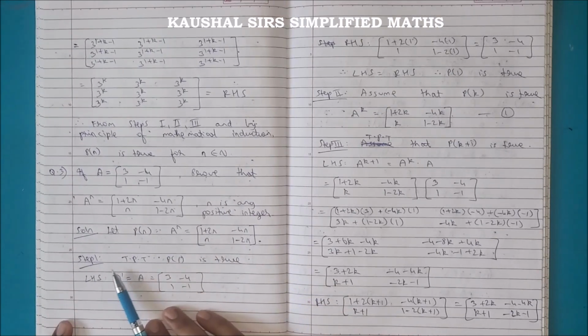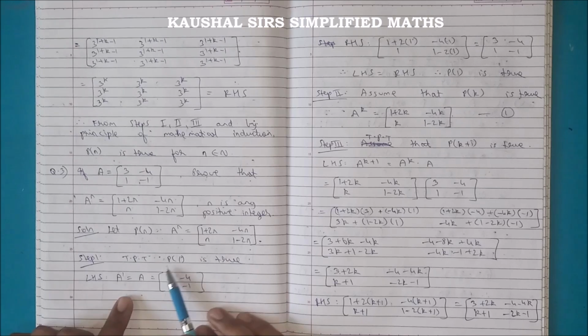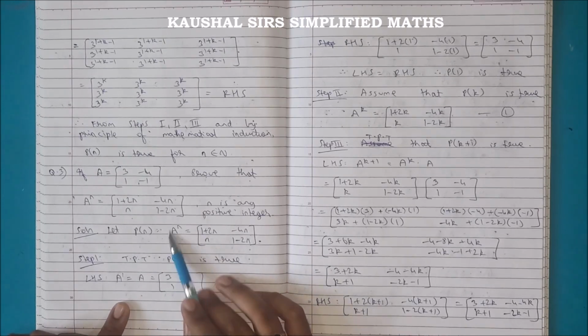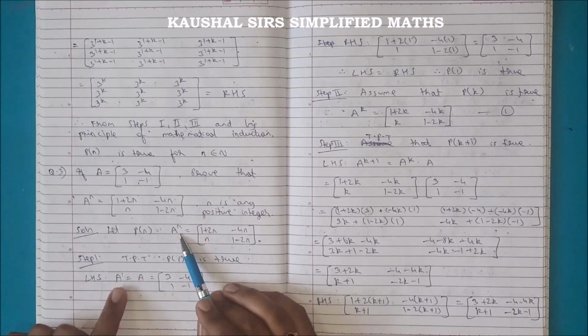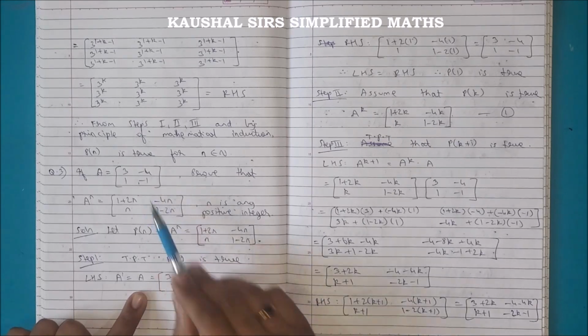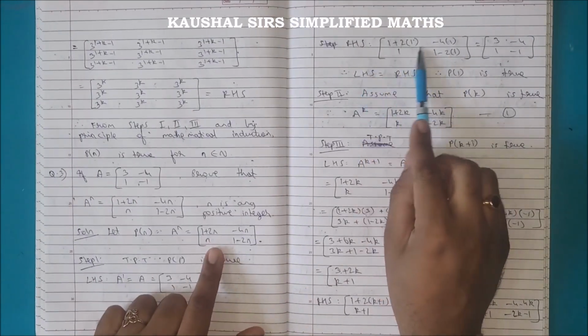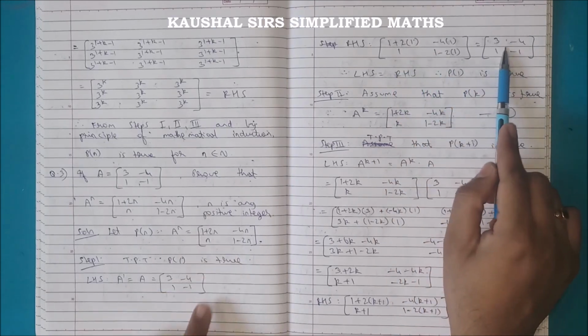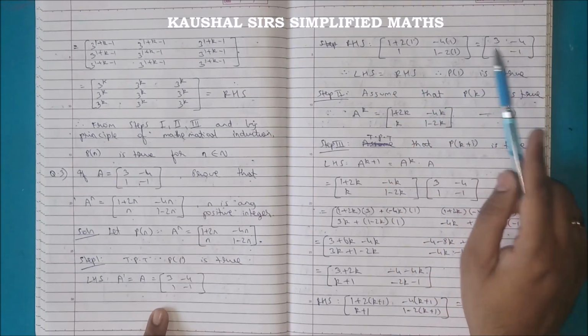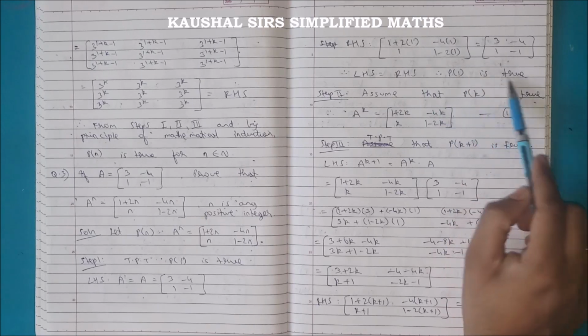Then step number 1 में क्या प्रूव करते हैं? To prove that P of 1 is true. So LHS में n के बदले क्या पुट किया, 1. तो A raised to 1 is equal to A. So you get this given matrix. RHS पे आ जाओ, जिधर भी आपको n दिख रहा है उधर 1 पुट करेंगे. So you get this matrix which is same as LHS. Therefore LHS equal to RHS. Therefore P of 1 is true.